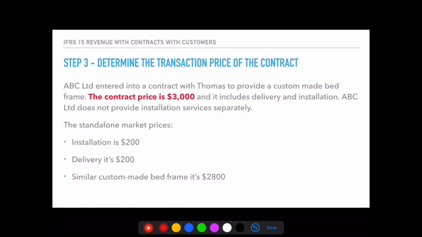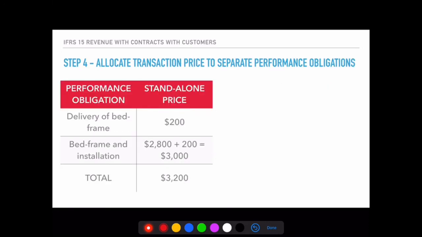Step 3. Determine the transaction price. This is pretty simple. So the transaction price is a fixed price of $3,000. And step 4, allocate the transaction price to the performance obligation. So this part requires a little bit of calculations. As I mentioned earlier, if there is more than one performance obligation, you have to portion the transaction price to each obligation based on the standalone selling prices.